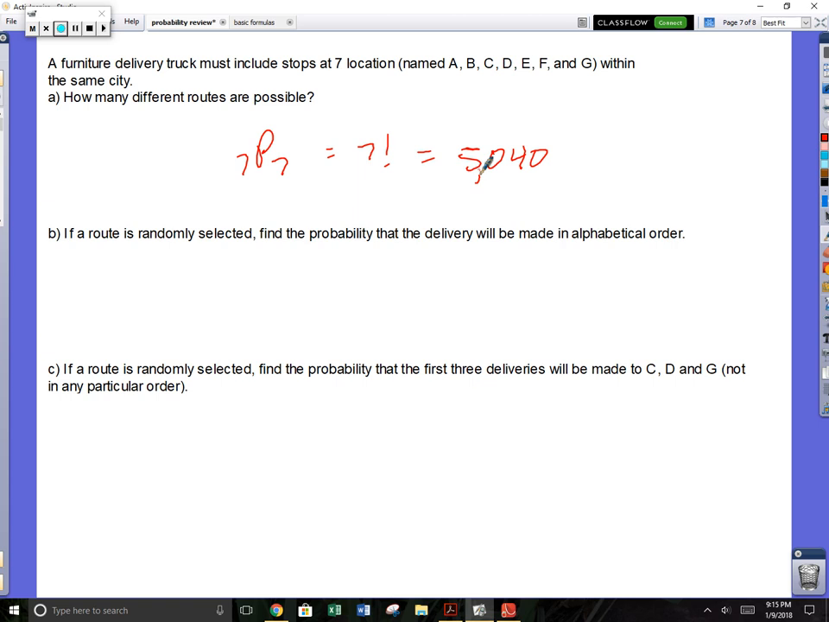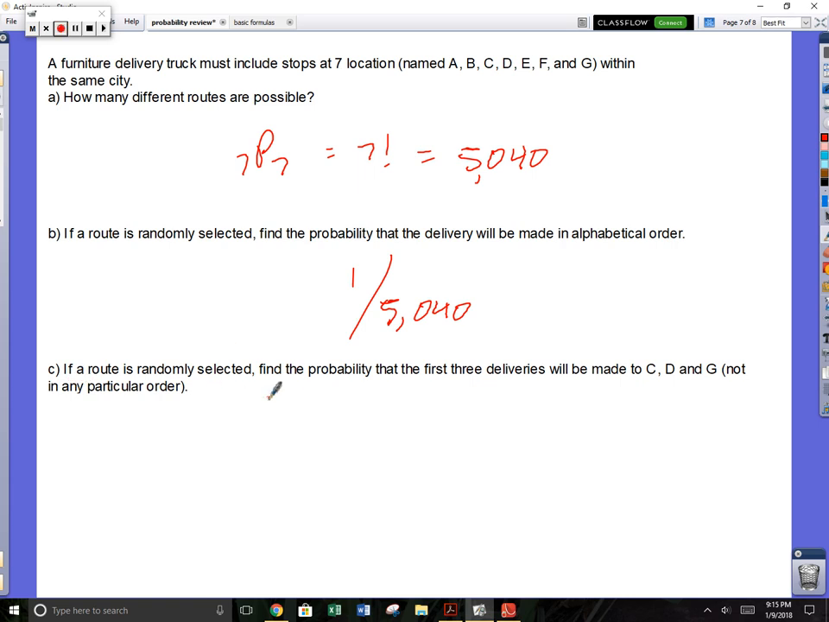Okay, if a route is randomly selected, find the chance that that delivery will be made in alphabetical order. So of those 5,040 different route options, only one of them is going to be in alphabetical. So 1 out of the 5,040, so that's awful. Probability is awful. Okay, now C, this one is an awesome question.